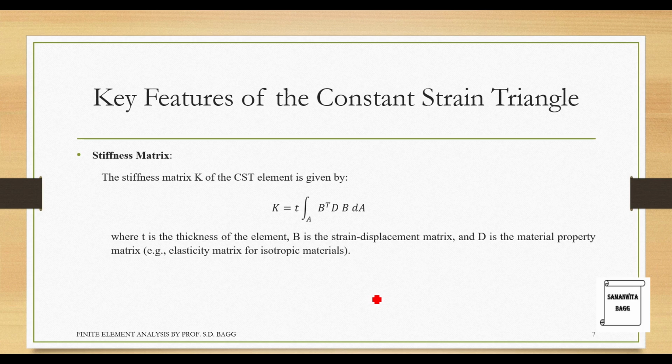Where t is the thickness of the element, B is the strain displacement matrix, and D is the material property matrix. Example, elasticity matrix for isotropic element. So there is also another equation for D, which is related with Young's modulus and the Poisson's ratio. So there is a particular formula for this. You can see the derivation and you will understand.